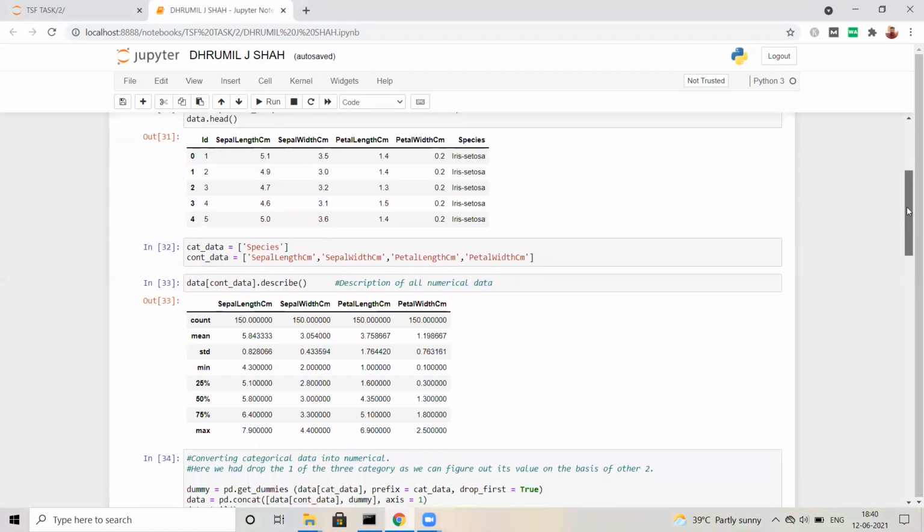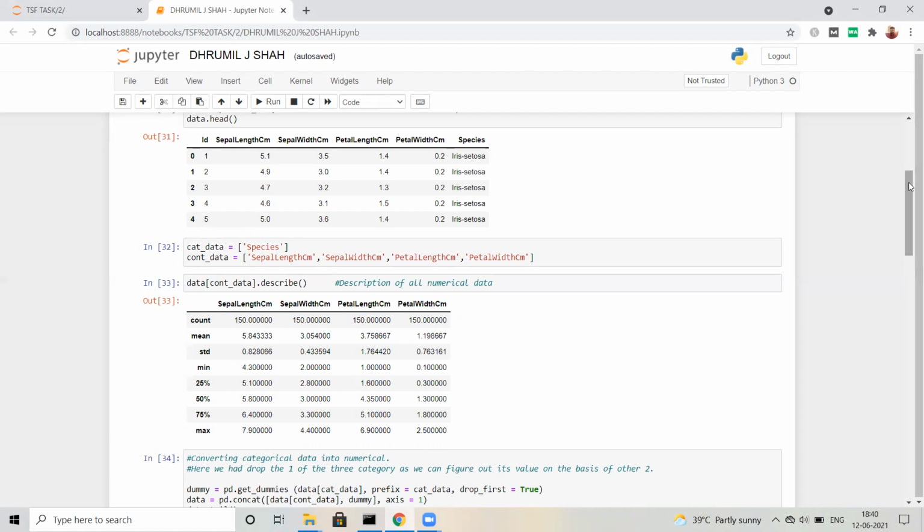and here, as we can see, this data consists of two types of variables. The first one is continuous and the second one is categorical. So here we will be separating both the data and conducting the describe method on the continuous one, so that we can come to know the statistics behind our continuous data. So these are our statistics.